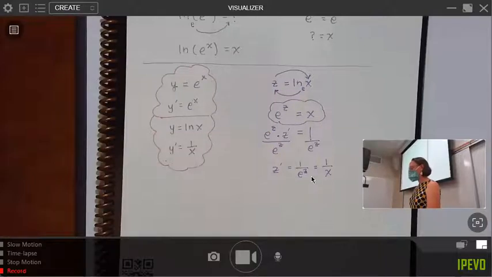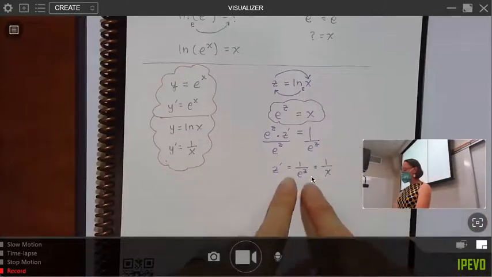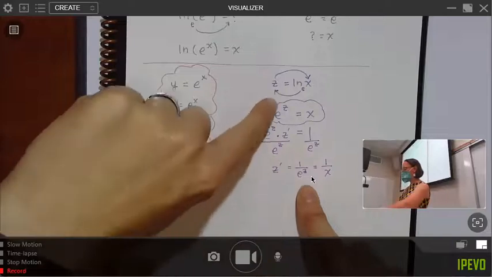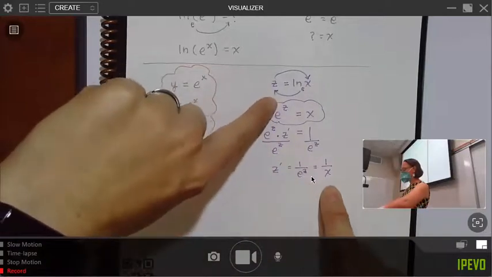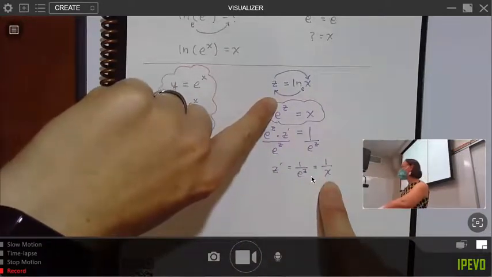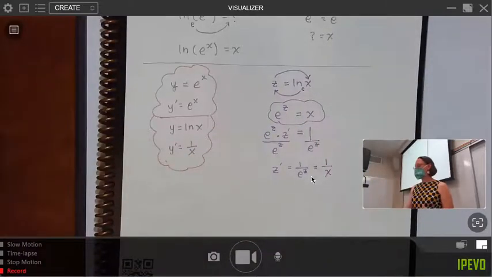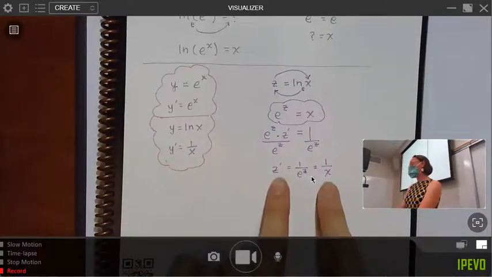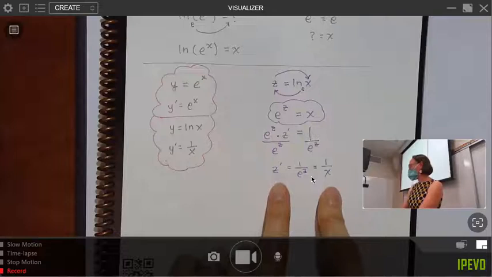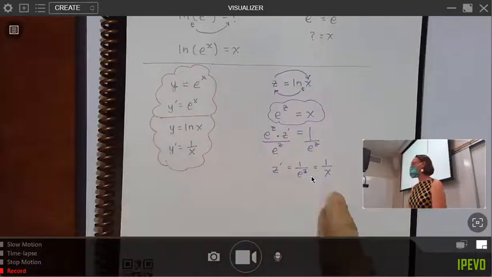Is the like, 1 over e to the z also equivalent to e to the z to the -1? Absolutely. You could call that e to the z to the -1. The reason that I'm writing it this way is because e to the z was equal to x. So I kept it in this form to get us back to really what I'm aiming for, which is that derivative rule for natural log.